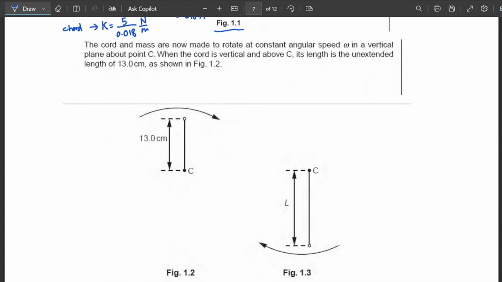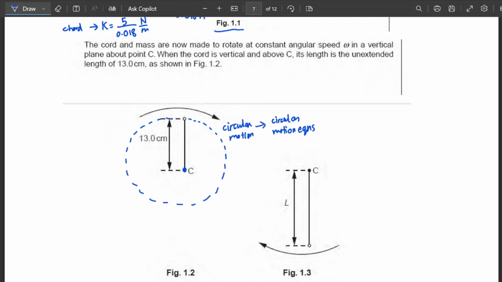It says the cord and mass are now made to rotate at a constant angular speed, omega, in a vertical plane about C. So that fixed point that we had, now that mass is made to rotate about that point C. So it's basically doing a circular motion right now. And of course, if you have elements of circular motion, you're obviously going to be using the circular motion equations. Centripetal force equals m omega squared r. Centripetal force is equal to mv squared over r.